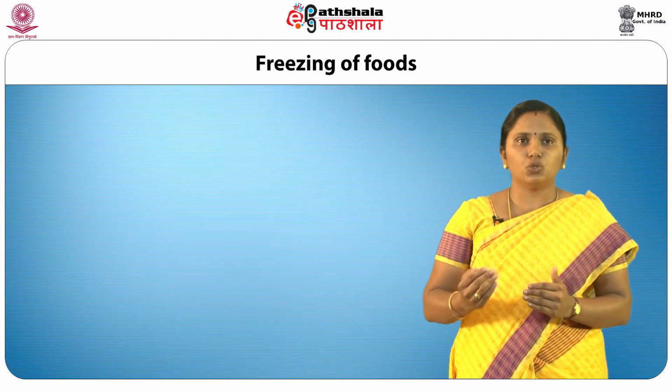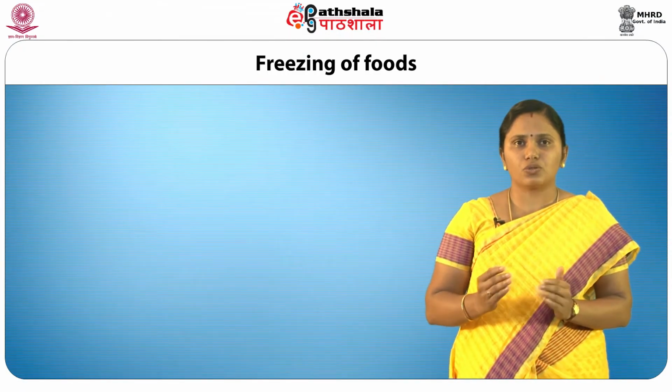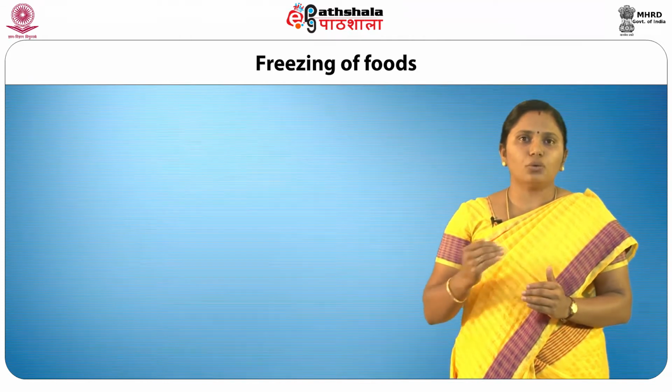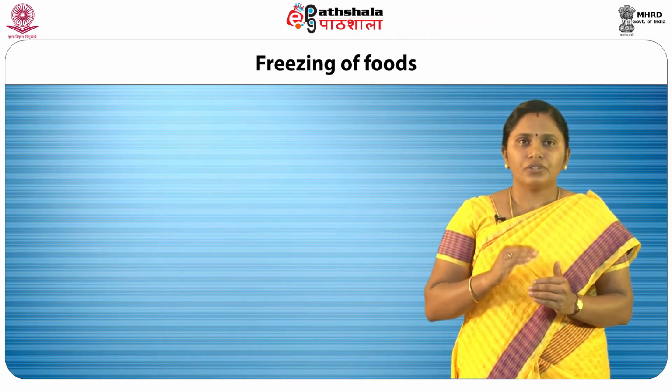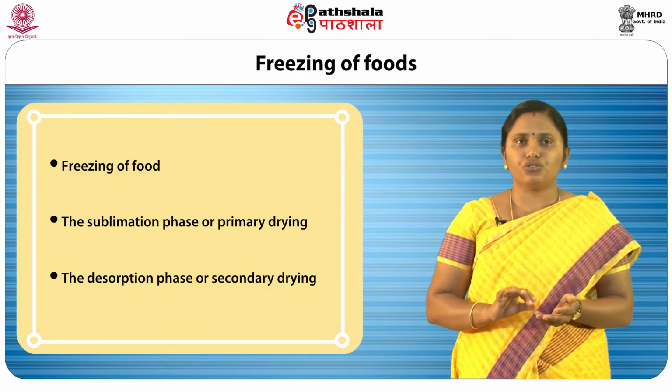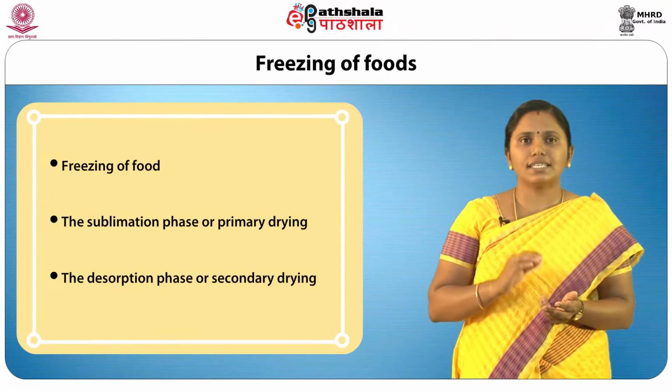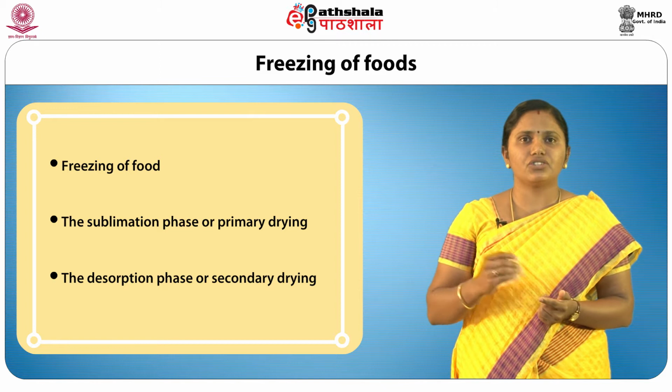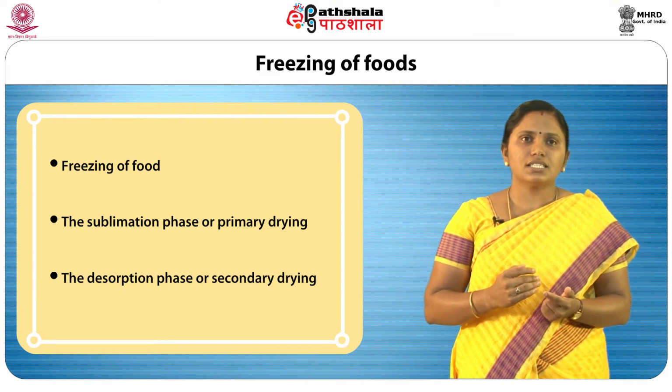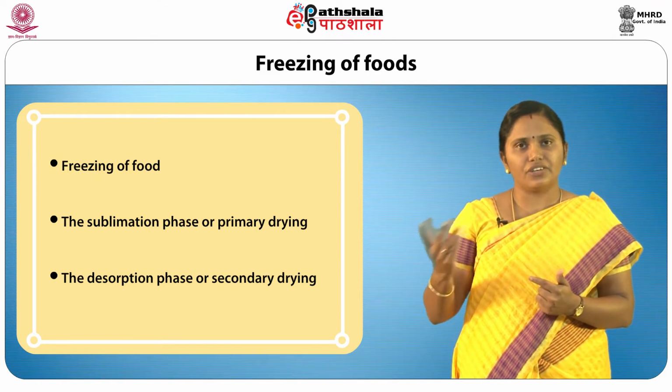Now, look into the freeze drying process, which involves the following operations. The first one is freezing of food. The second one is the sublimation phase or primary drying. The third one is the desorption phase or secondary drying.